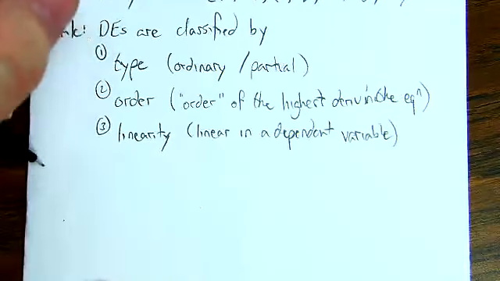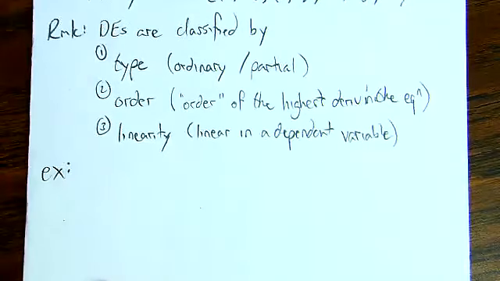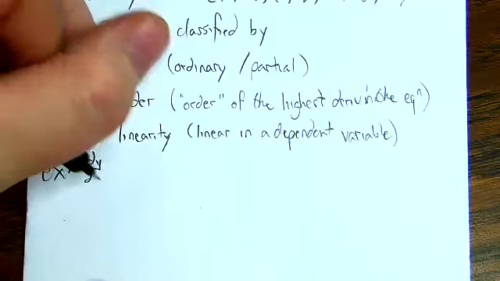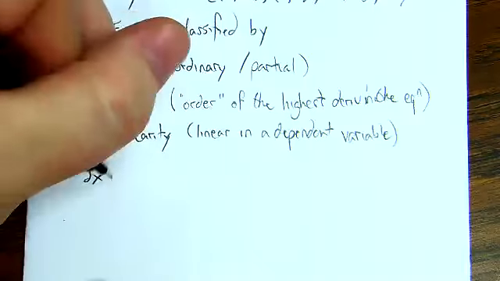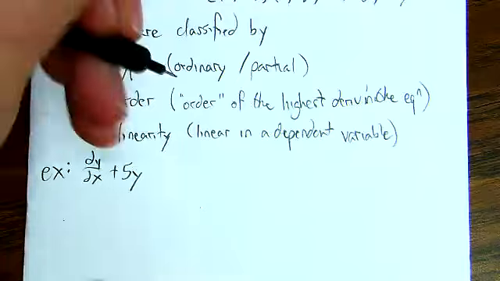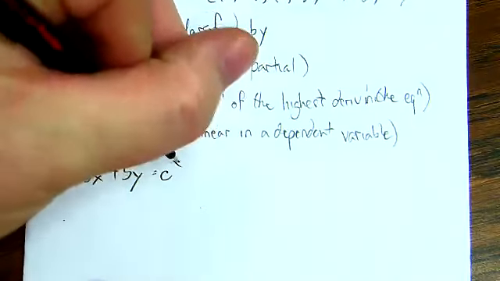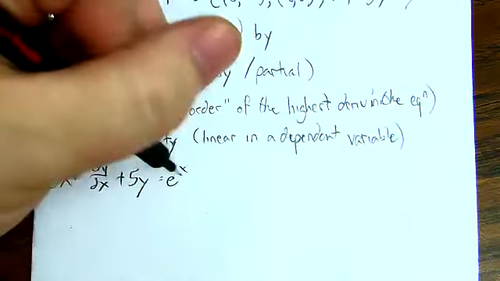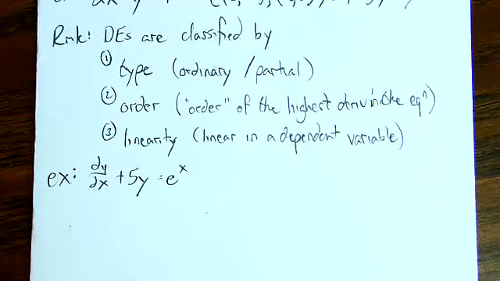So, for example, if I give you the differential equation dy/dx plus 5y is equal to e to the x. Now, this is a differential equation because it is an equation which involves a derivative. Now, the next question is, since we understand that it's a differential equation, what is its type, what is its order, and what is its linearity?